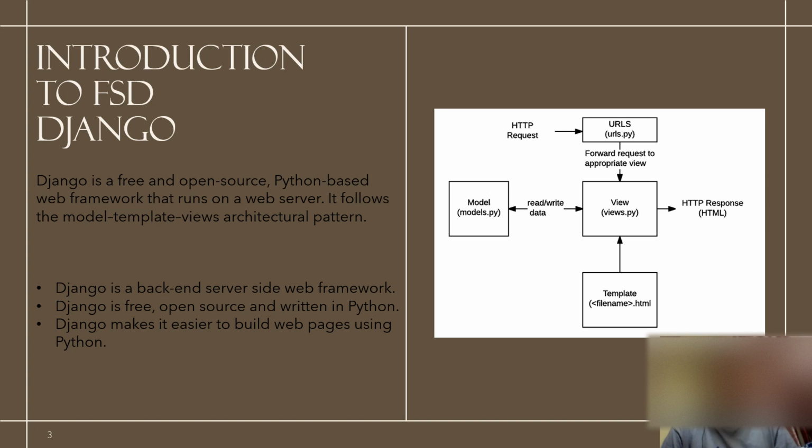Moving forward, firstly to know about Django loops or variables, we need to know what Django is. Django is a free and open source Python based web framework that runs on a web server. It follows a model template view architecture, that is MTV architecture. So Django is a backend server side web framework. Django is free, open source and written in Python. Django makes it easier to build web pages using Python. So these are some of the advantages of Django, or what basic Django means.